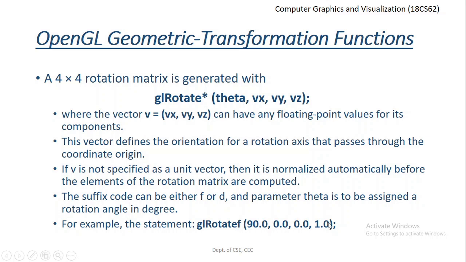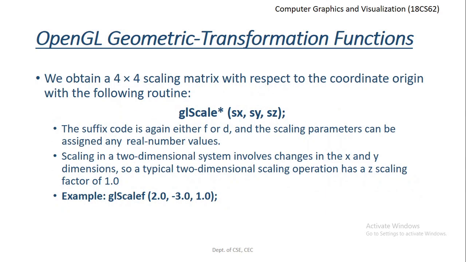Remember, the function for performing rotation transformation in OpenGL is glRotate. So that is the function for performing the OpenGL rotation geometric transformation. It accepts four parameters. The first parameter is the angle theta, which specifies the angle of rotation, followed by three values Vx, Vy and Vz, which specify about which axis we are going to perform the rotation. So the glRotate function is used to perform the geometric rotation transformation.